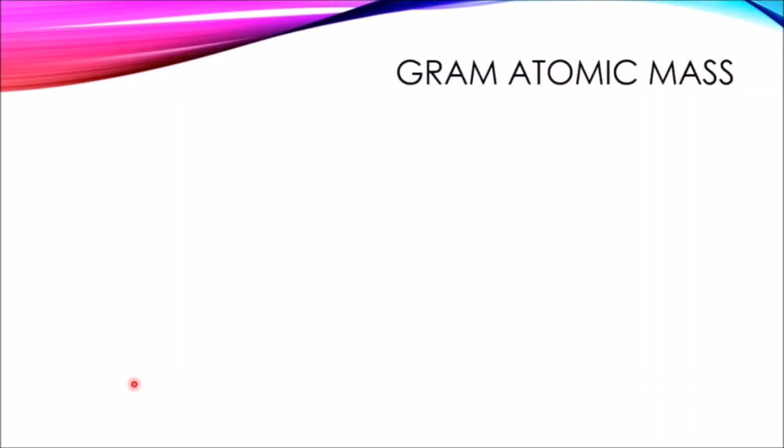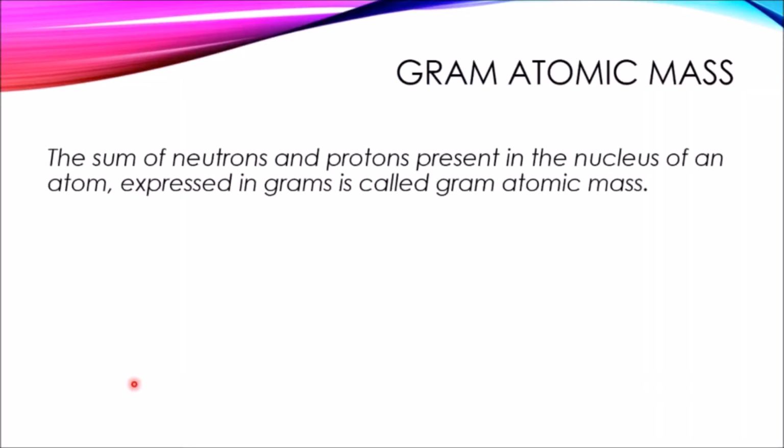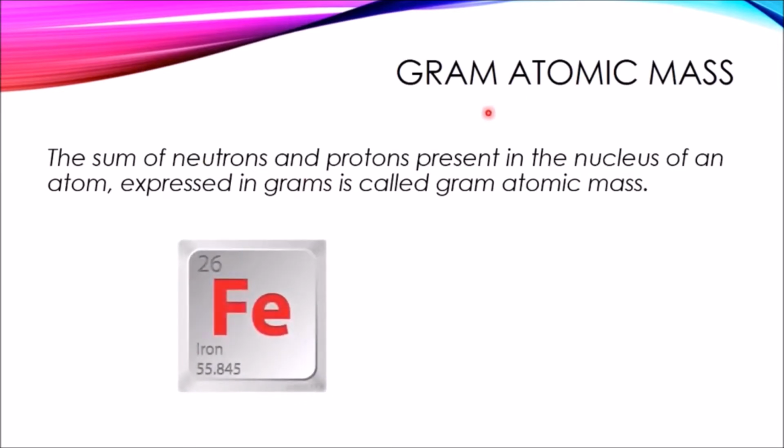Let's look at what is gram atomic mass. Boys, all of you have learned atomic mass. What do you mean by atomic mass? Atomic mass is actually the sum of neutrons and protons present in the nucleus of an atom. So when you add neutrons and protons together, you get atomic mass. But if you write the same atomic mass in grams, you put the unit grams after it, you get gram atomic mass. Okay, so the atomic mass for iron, let's say, is 55.845.